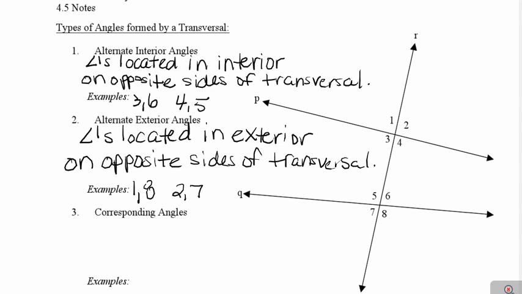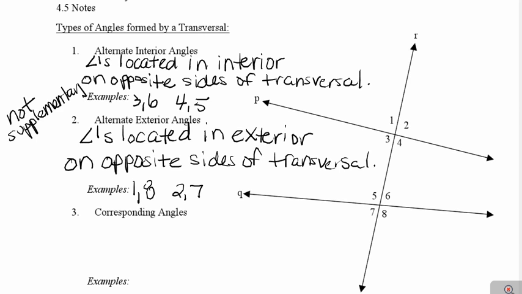Now, notice that in both of these cases, I didn't name angles 1 and 2 as alternate exterior, even though they are on opposite sides. We know that angles 1 and 2 have a different kind of relationship. Angles 1 and 2 are next to each other. They form that straight angle. So alternate interior and alternate exterior angles are not going to be supplementary. So keep that in mind with those two types of angles. Do not confuse them with supplementary angles.